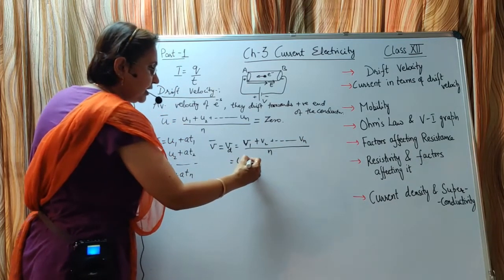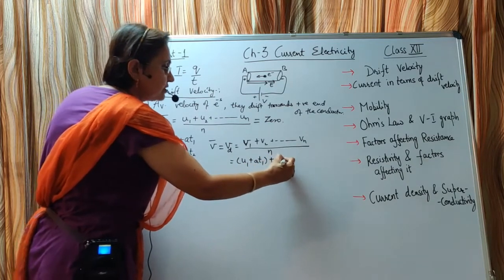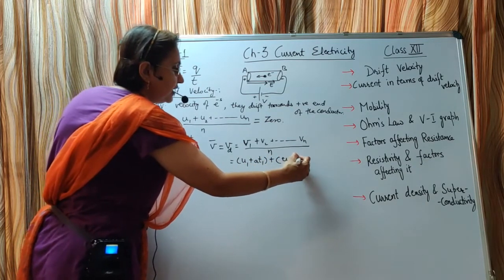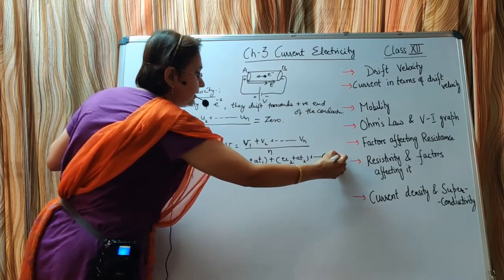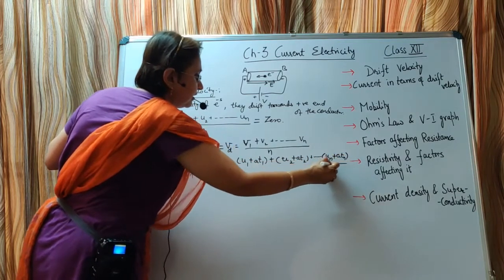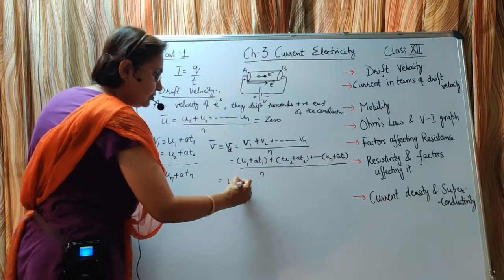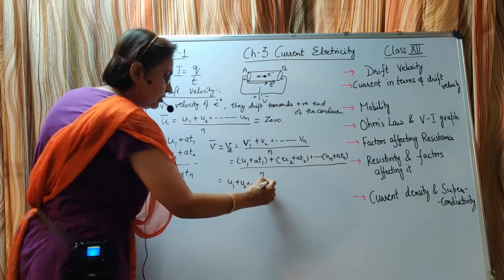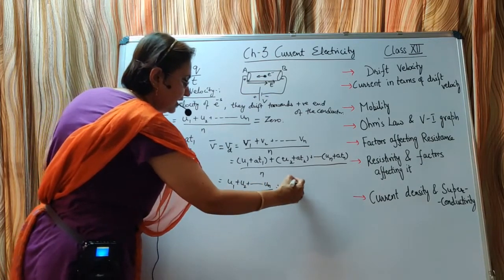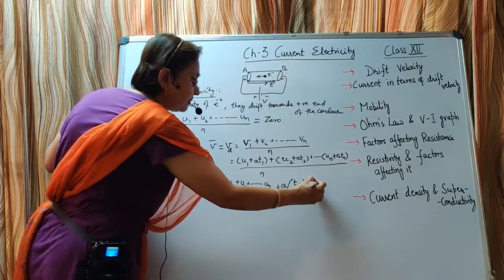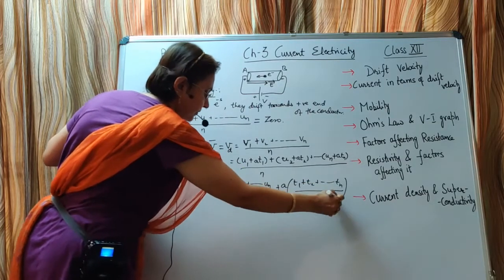V1 here is equal to u1 + a t1, V2 here is u2 + a t2 and so on, Vn is un + a tn, all divided by N. Now this equation can be written as (u1 + u2 + ... + un)/N + a (t1 + t2 + ... + tn)/N.